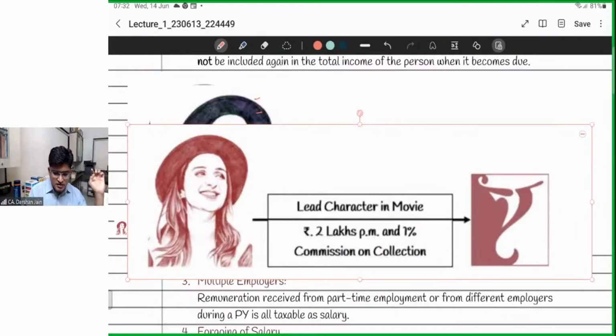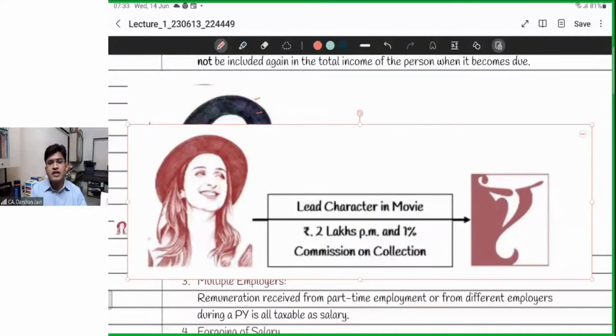In this case, do you think there is an employer-employee relationship? Well, I've got a few yes and few no. Well, she's a lead character, but she's also employed with Yash Raj. And Yash Raj is paying a fixed sum of 2 lakh rupees per annum. She's under direct control and supervision of Yash Raj Films over here.